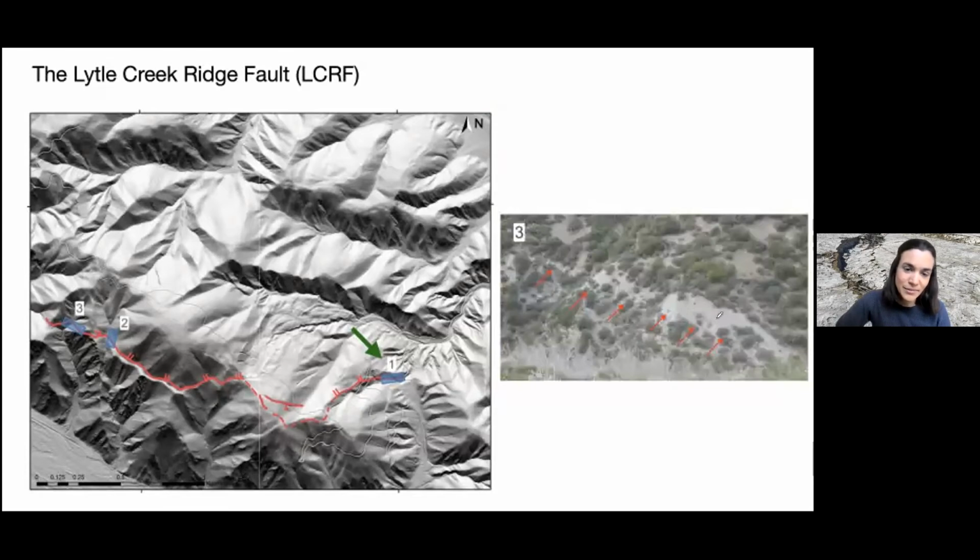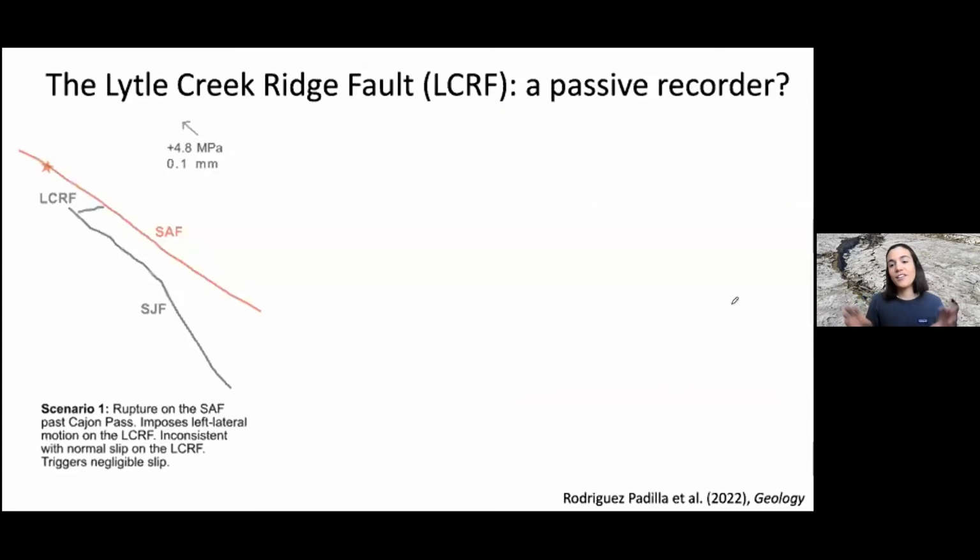And 3 here, I'm showing you a little bit of a bedrock exposure of the fault cutting through serpentine. So let's talk a little bit about why this fault is well positioned to be a passive recorder of joint rupture. Like I said, it's too shallow and too short to be seismogenic on its own.